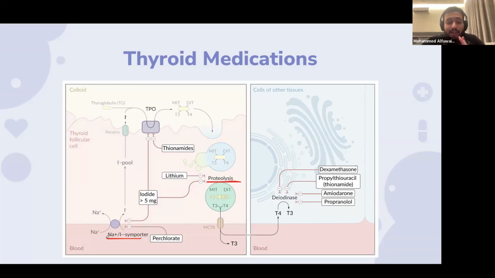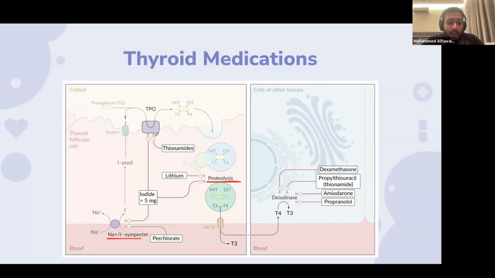The first one is the sodium iodide symporter. You inhibit it with perchlorate, or there's another drug, which is what? Perchlorate or thiocyanate. Good, excellent. These inhibit the symporter. Less iodine will be able to come in, and less iodine inside will reduce the amount of T3 and T4 that you can synthesize. Okay, so that's the symporter.